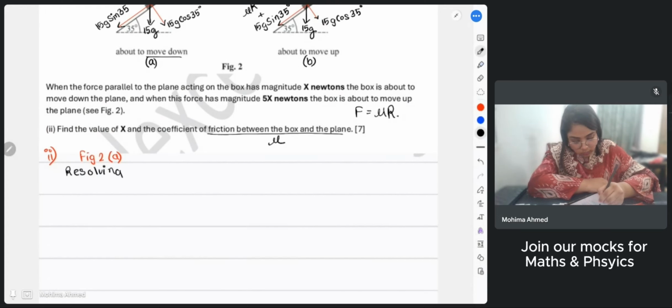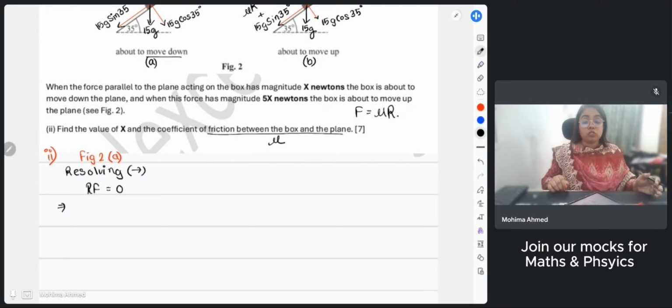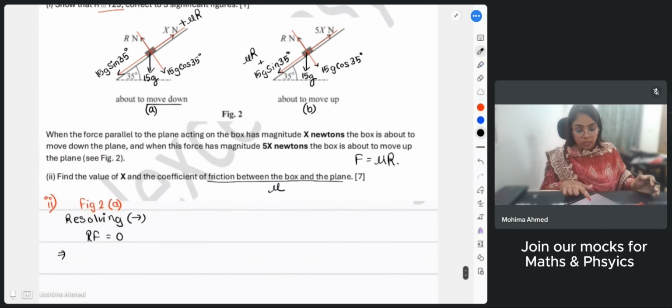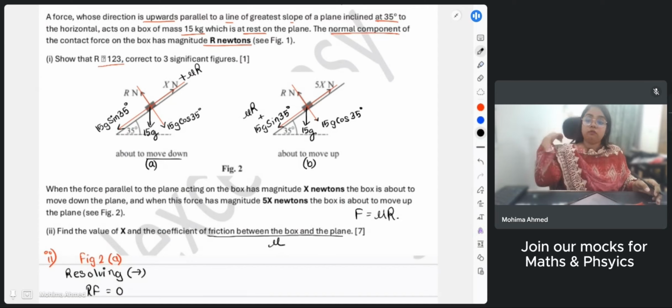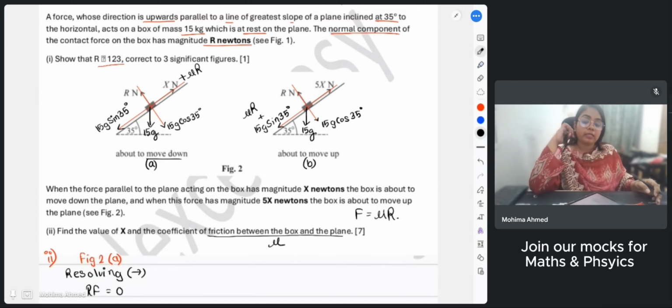Resolving horizontally, obviously the resultant force RF is equal to 0, because the object was about to move, it was not moving yet. So that means the acceleration is still 0. In the direction of the motion there was only 15g sine 35, and x and friction were all acting against the motion, right?